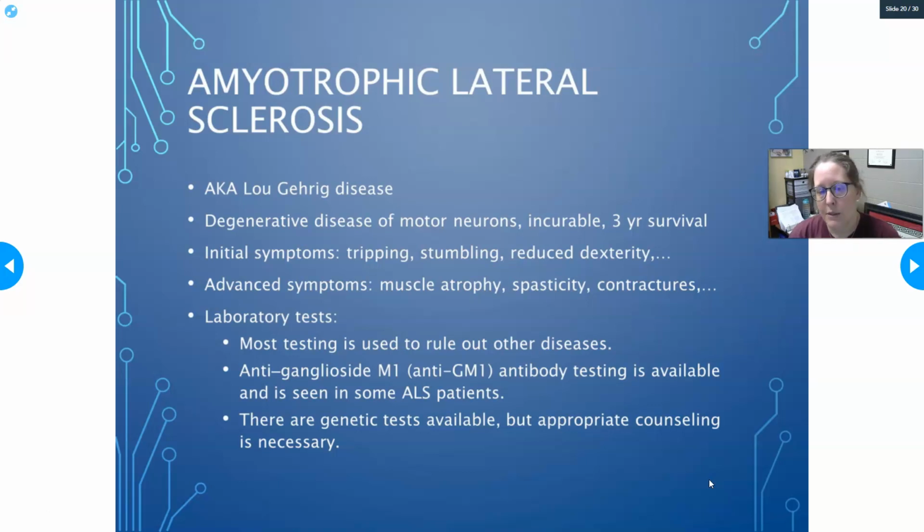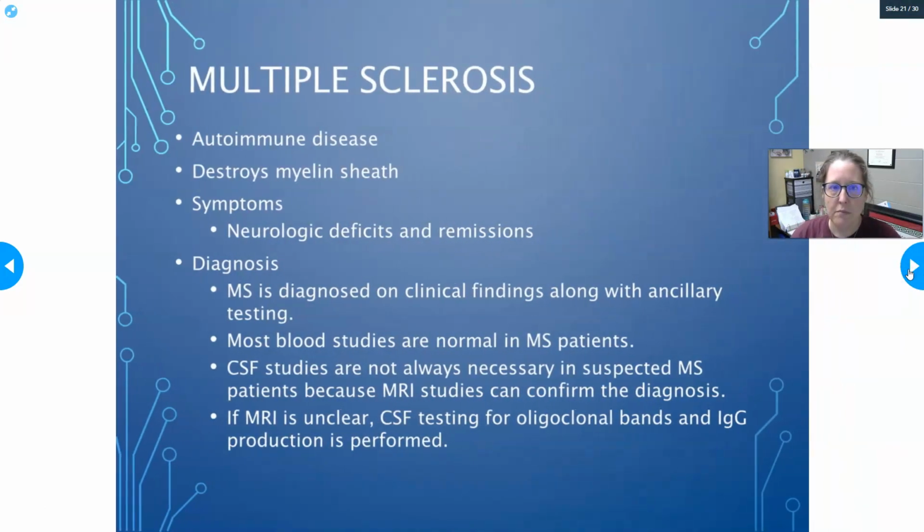Most testing in the lab is going to be used to rule out other diseases. You can do anti-ganglioside M1 antibody, and it is seen in some ALS patients, but not all, so it's not a diagnostic test. There are some genetic tests available, but again, appropriate counseling is necessary to interpret those tests properly. So again, no magic bullet diagnostic test for this one either.